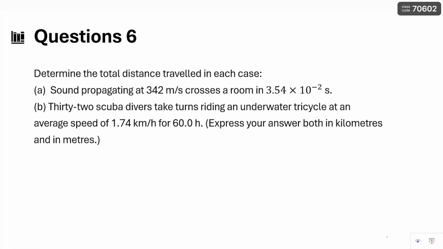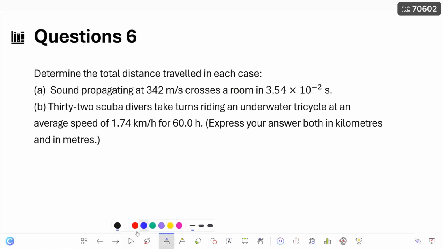So question 6. Determine the total distance traveled in each case. So we need to find the total distance traveled. The sound propagating at 342 meter per second. So we have the speed, cross a room in 3.54 times 10 power negative 2 seconds. So these are the time. And we need to identify what are the total distance traveled.